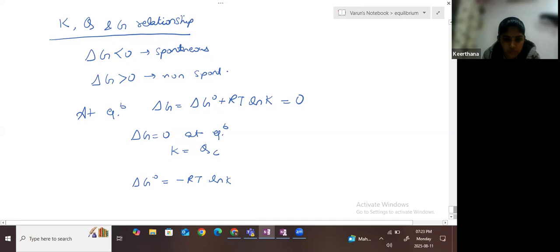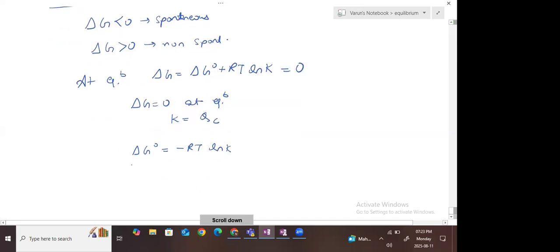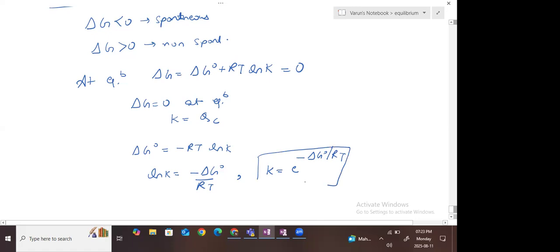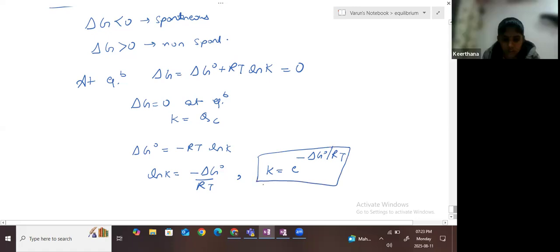So my ln K will be equal to minus delta G naught divided by RT, or I can say my K is equal to e to the power minus delta G naught divided by RT. Clear? So this is a relationship.